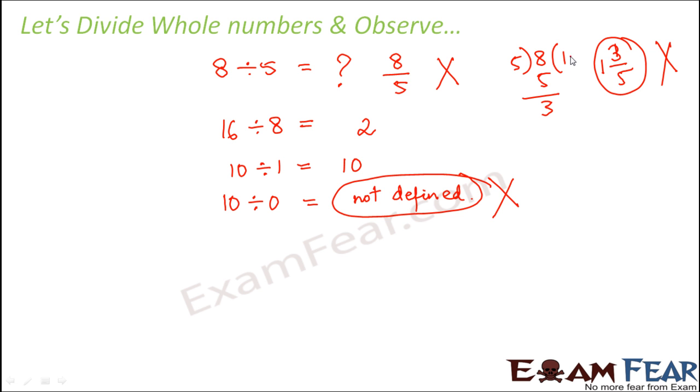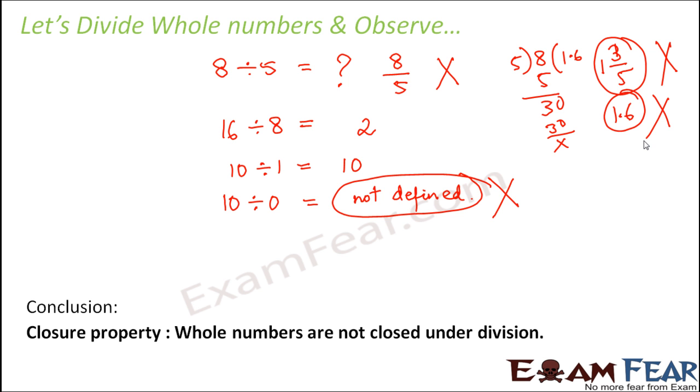If you want, you can write it in decimals. So you can write it as 1.6, which is again not a whole number. So basically the result of division is not always a whole number. So whole numbers again are not closed under division. So out of addition, subtraction, multiplication and division, we see that addition and multiplication are closed, whereas division and subtraction are not closed. So the closure property holds true for addition and multiplication.